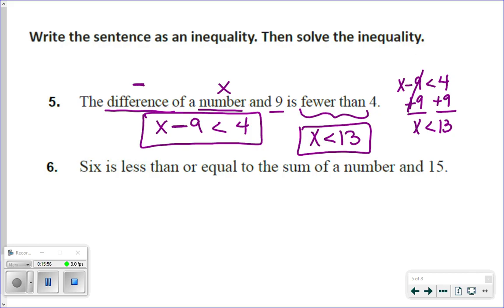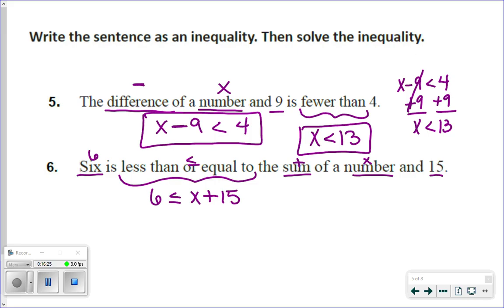Let's try number 6. 6, so that's just the number 6 here, is less than or equal to, so we know that's the less than or equal to symbol, the sum, so that means addition, of a number, that's our x, and 15. Okay, so let's try that out. 6 is less than or equal to the sum of a number and 15. Okay, so there's our setup, and that was part 1 of this, being able to write the inequality that is equivalent to the English sentence. 6 is less than or equal to the sum of a number and 15.